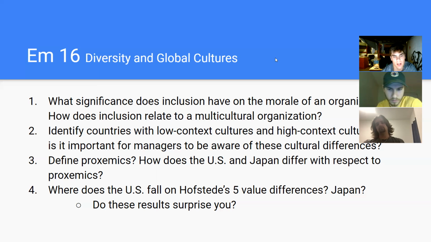All right, so number 4 is where does the US fall on Hofstede's 5 value differences versus Japan as well. The United States falls on the lower side of Hofstede's value scale when comparing to Japan. And do these results surprise me? Not really, because Japan is known to be more of a conservative country. And that's why they score higher on masculinity, power distance, uncertainty avoidance, and long-term orientation. While on the other hand, the United States scores higher on individualism and avoidance.